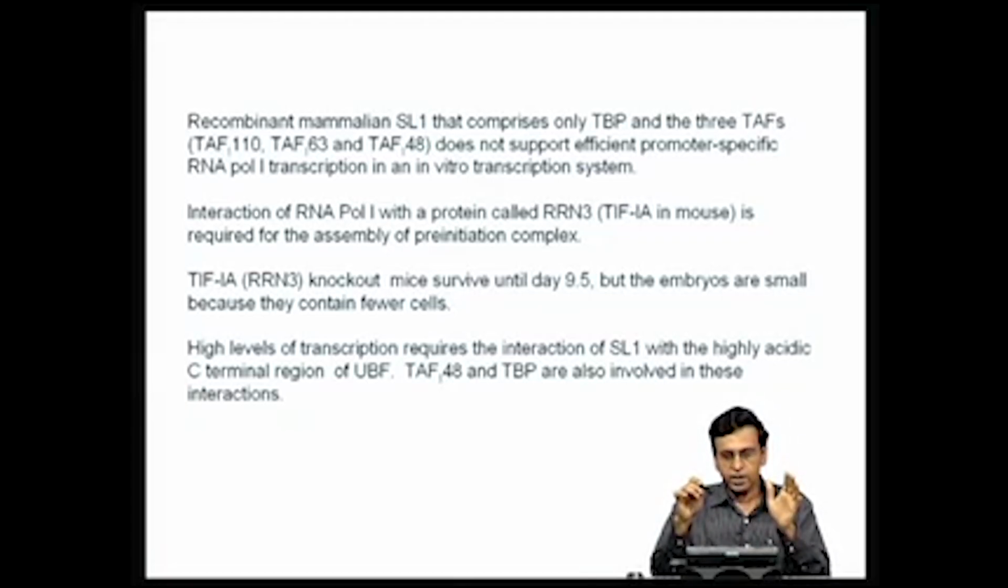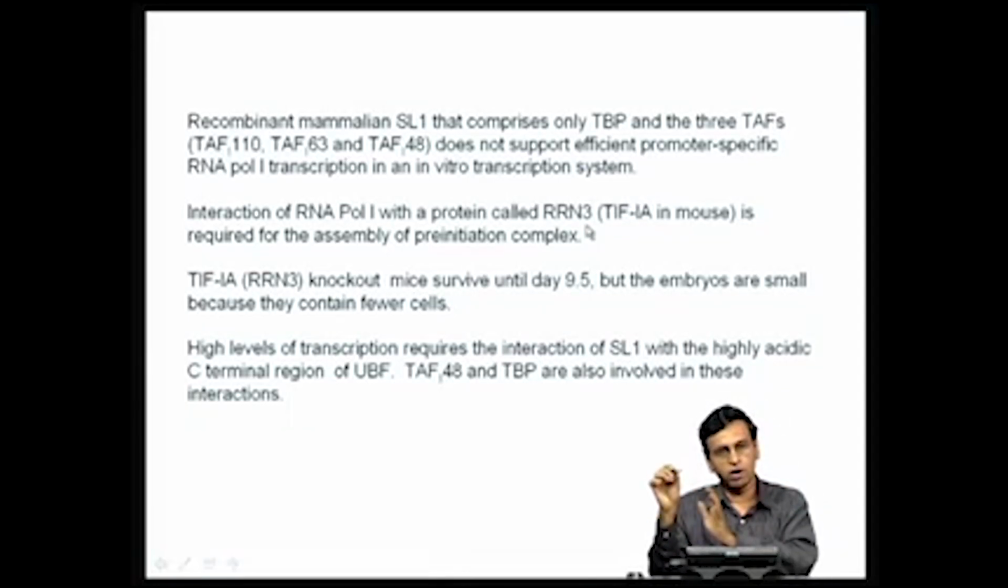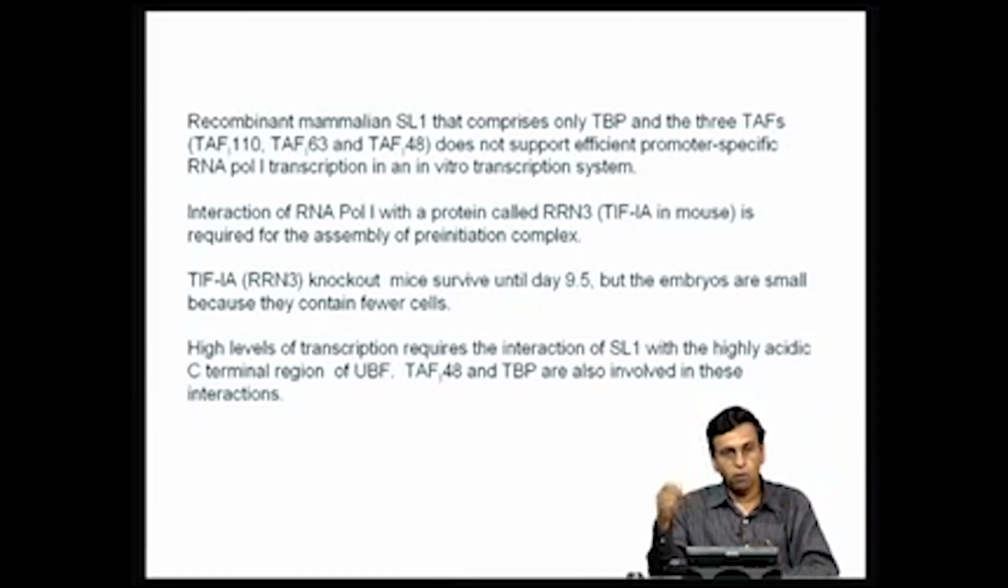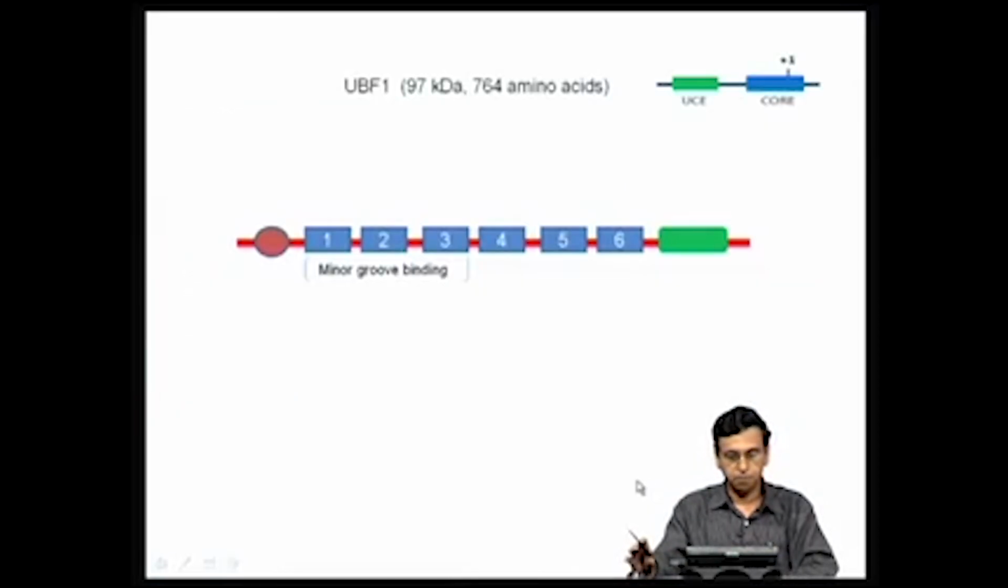So, the SL1 in combination with RRN3 is required for the basal transcription, and when SL1 interacts with the UBF, which is binding to the upstream control region, you now get much higher levels of transcription. And in addition to this SL1, the TAF1 48 and TBP are also involved in the interaction between the UBF and the basal transcription in the case of RNA polymerase I.